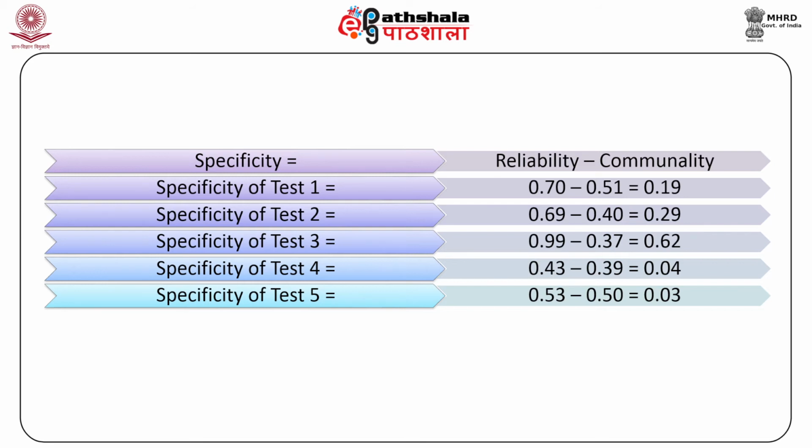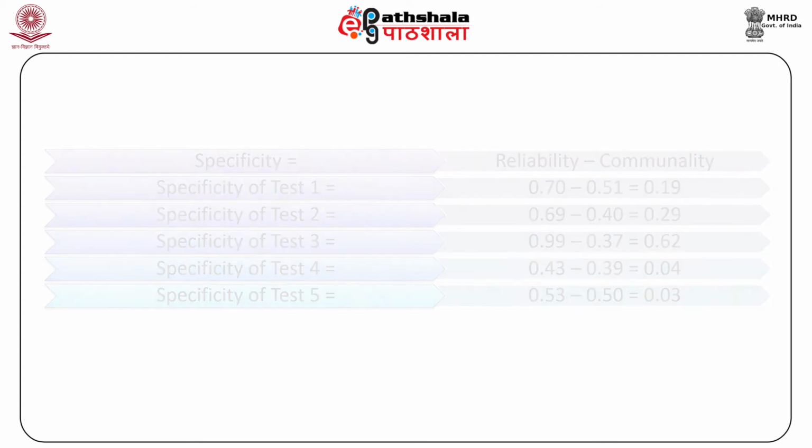Specificity of test 3 is equal to 0.99 minus 0.37, which is equal to 0.62. Specificity of test 4 is equal to 0.43 minus 0.39, which is equal to 0.04. Specificity of test 5 is equal to 0.53 minus 0.50, which is equal to 0.03.